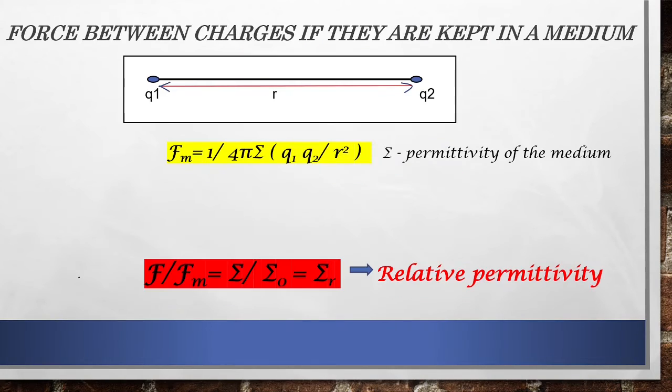Now let's look at what the force between the charges is if the charges are kept in a medium. So now it is not kept in free space, vacuum, but in a medium. You can consider air, water, a dielectric, any medium. Q1 and Q2 are our charges and r is the distance between them. Consider the force between the charges in the medium as Fm. So Fm is equal to 1 by 4 pi epsilon Q1 Q2 by r square. Here we use epsilon. What is epsilon? Epsilon is the permittivity of the medium.